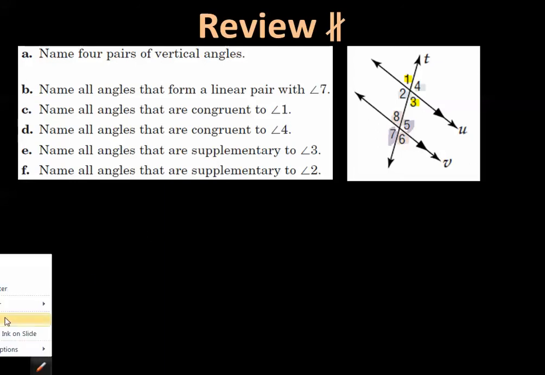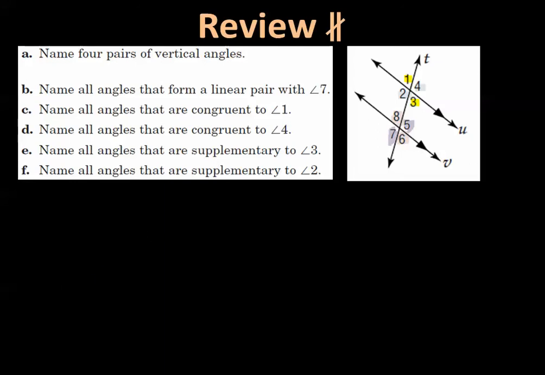Now then, the next step that it has us do, part B, it says name all angles that form a linear pair with angle 7. So that's going to be angles that are right next to angle 7. So part B, angle 7 linear pairs, angle 7 and angle 6 is a linear pair, and angle 7 and angle 8 are a linear pair.